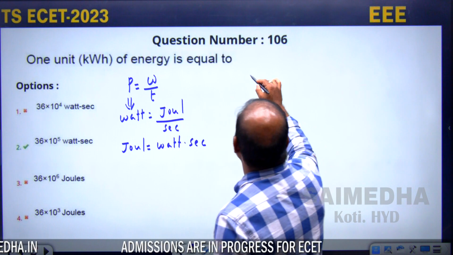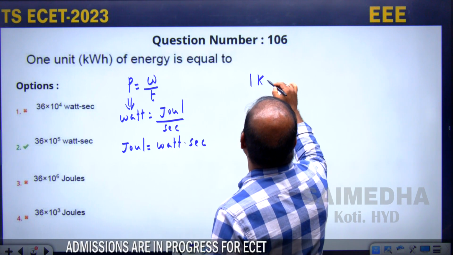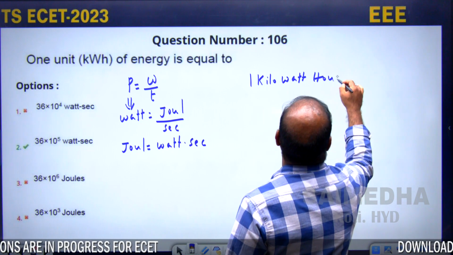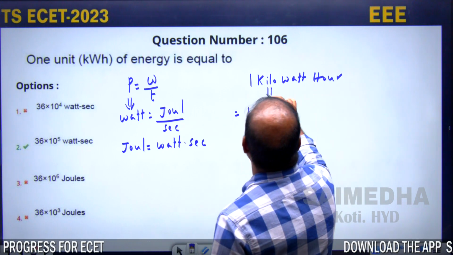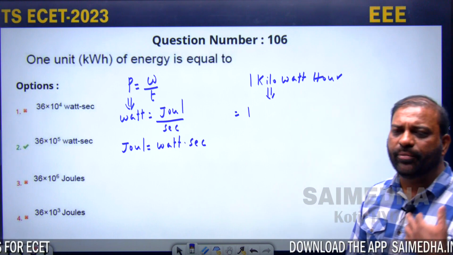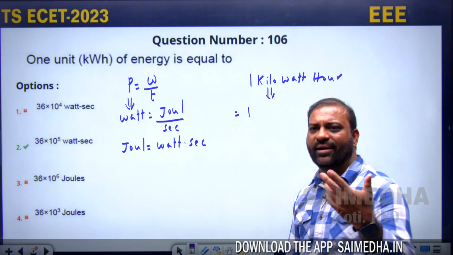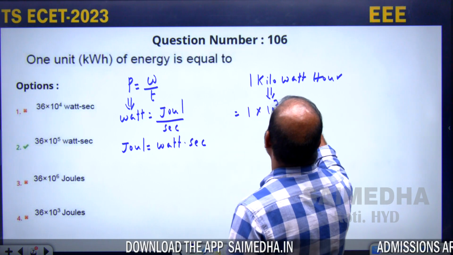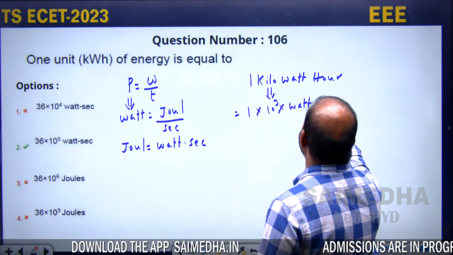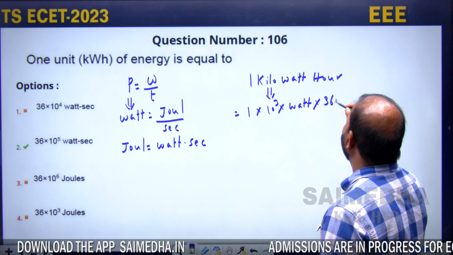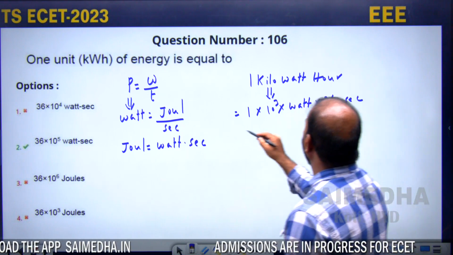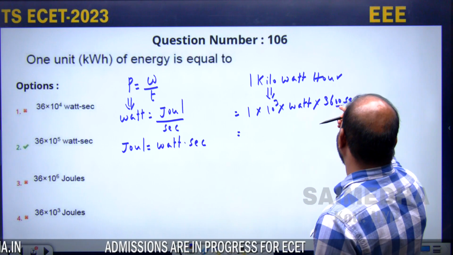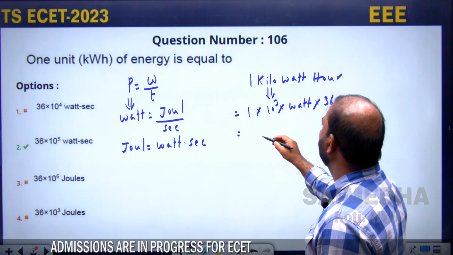Okay. Now I would like to convert 1 kilowatt hour. Kilo means 1000: kilogram is 1000 gram, kiloliter 1000 liter, kilometer 1000 meter. I am writing 1000 as 10 cube, and writing watt as it is. Hour means how many seconds are there? 3600 seconds. So here 2 zeros means 10 square. 10 square into 10 cube is 10 power 5.